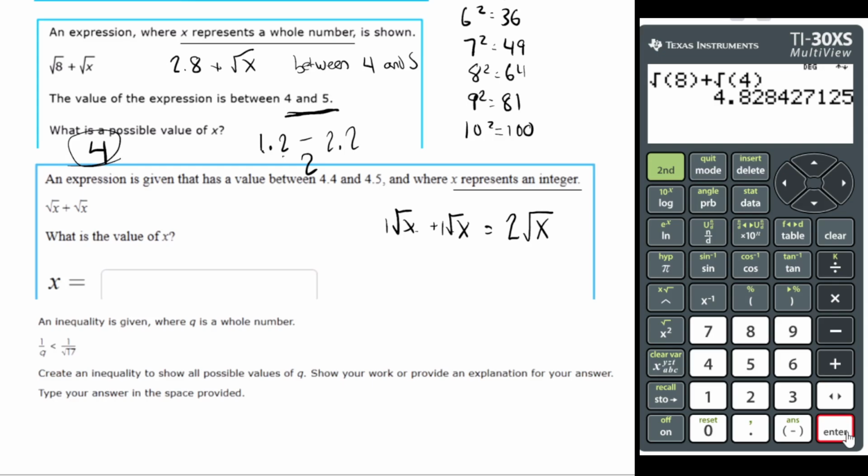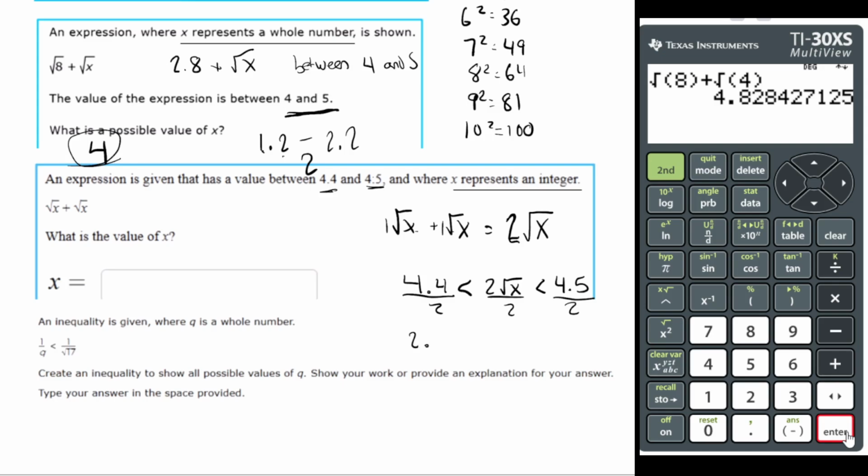So now we have to divide our range by 2. So you can set this up as an inequality. 4.4 is less than 2 radical x, which is less than 4.5, and divide everything by 2.